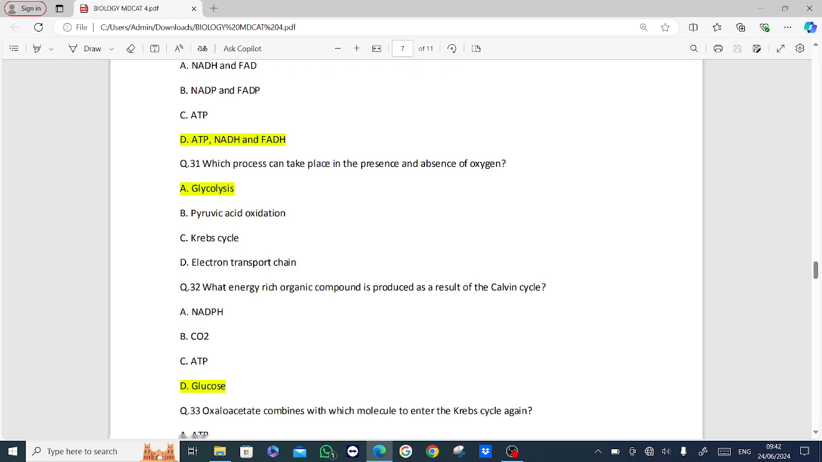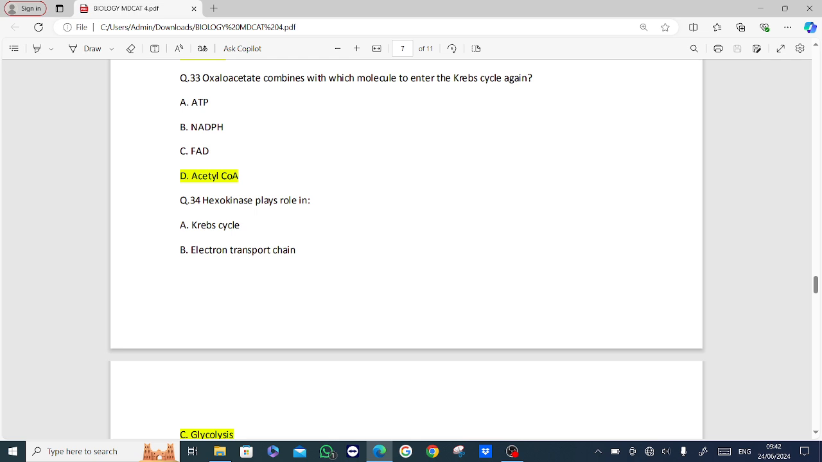Next MCQ is: oxaloacetate combines with which molecule to enter the Krebs cycle again? Options are ATP, NADPH, FAD, acetyl-CoA. Answer is option D, acetyl-CoA.